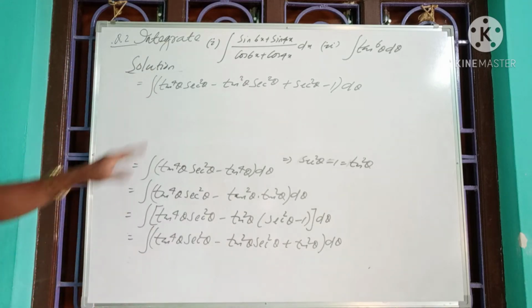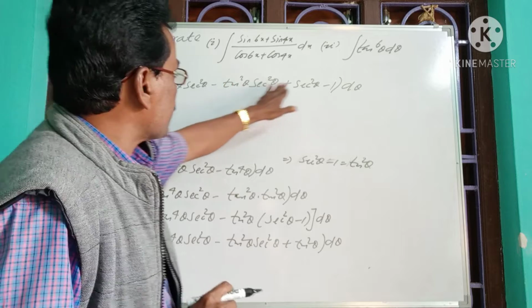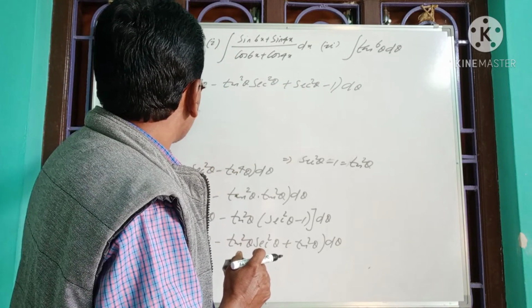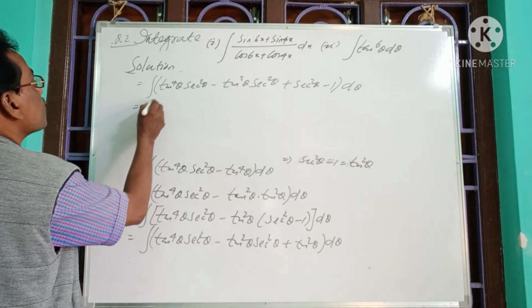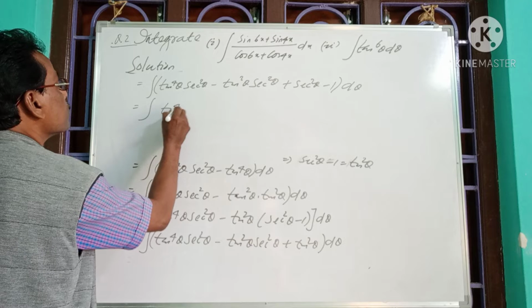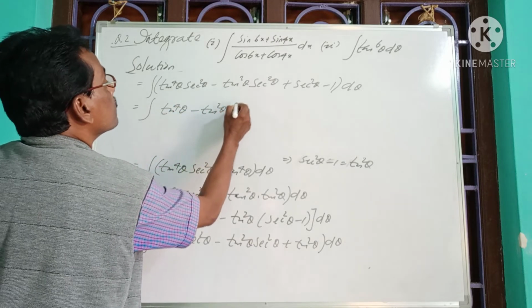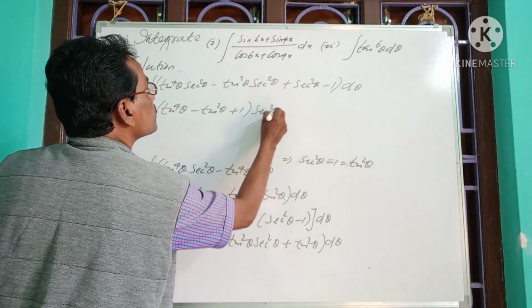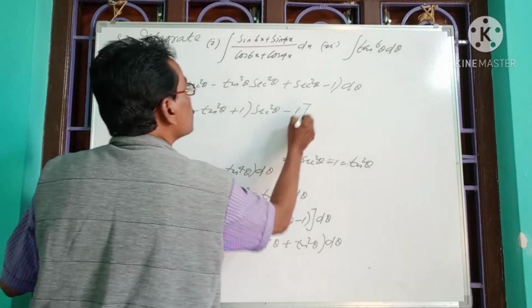Now we have 4 functions: the first one, second one, third one, and the last one. In the first 3 functions we have sec square theta. Taking sec square theta common, we have tan to the power 4 theta minus tan square theta plus 1, whole into sec square theta, minus 1, whole integration with respect to theta.